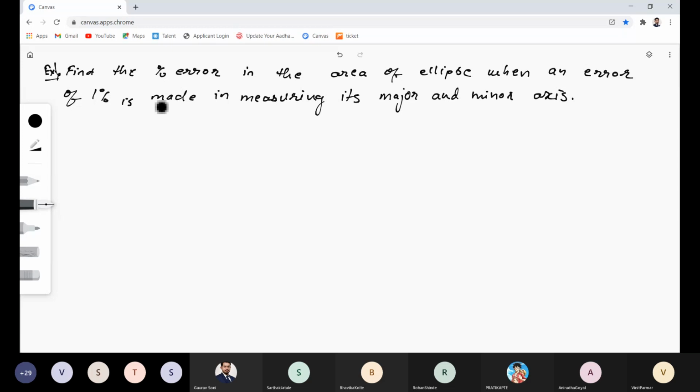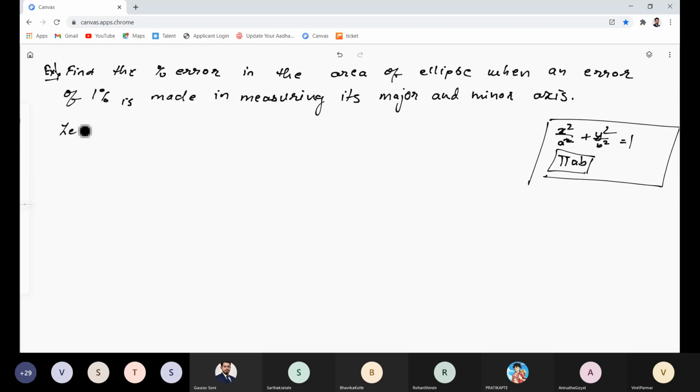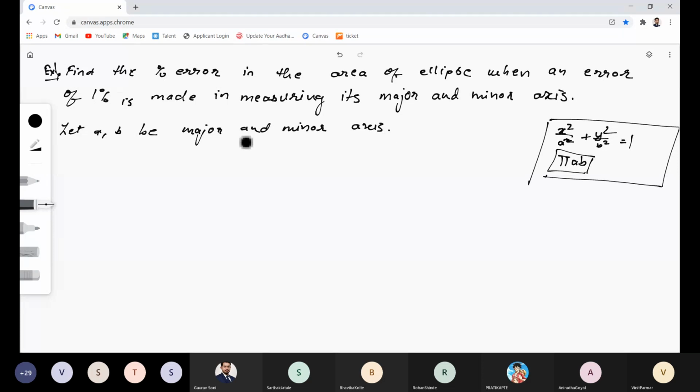Okay, so first of all, the ellipse. I'll just write the equation down here, though it is not necessary in the solution. So the ellipse is x square upon a square plus y square upon b square equal to 1, and the area of the ellipse is pi a b. Let a, b be the major and minor axis. So what is given to us? The percent error in the major axis and minor axis. How is the percent error represented?